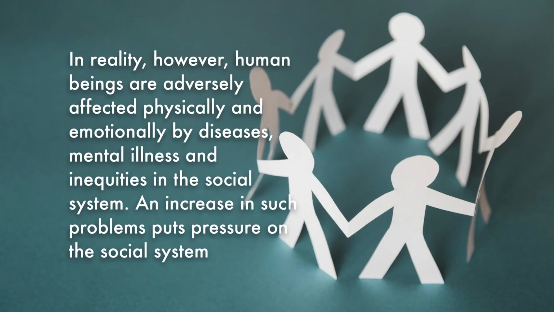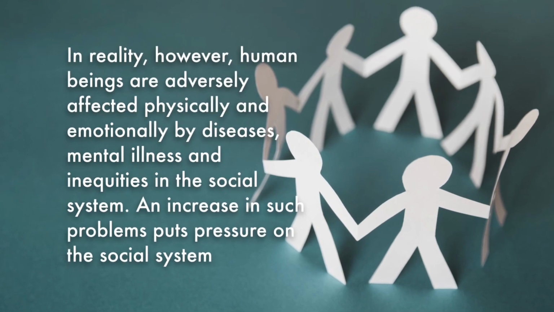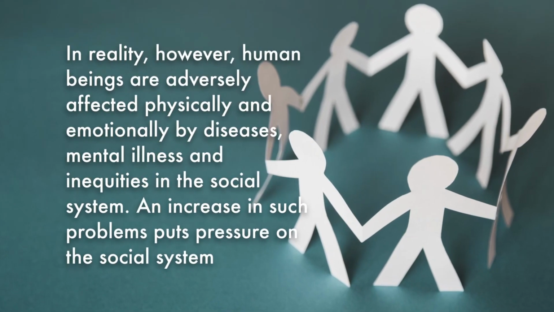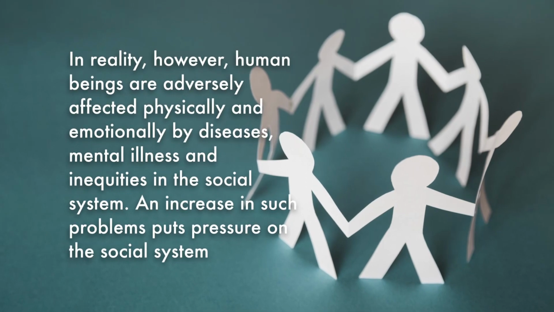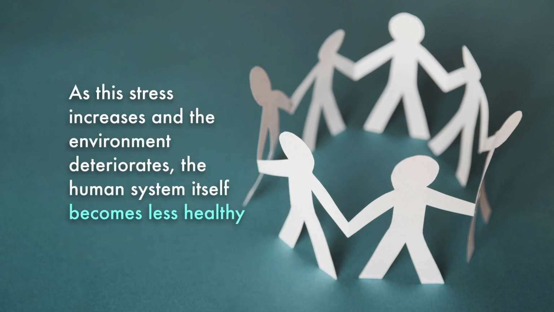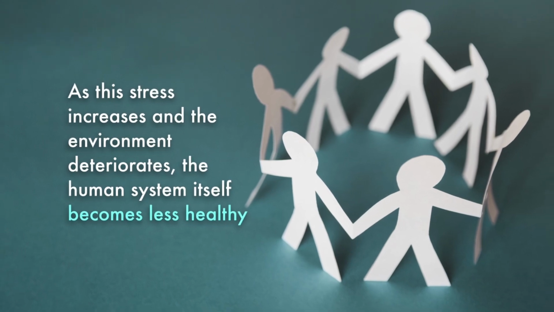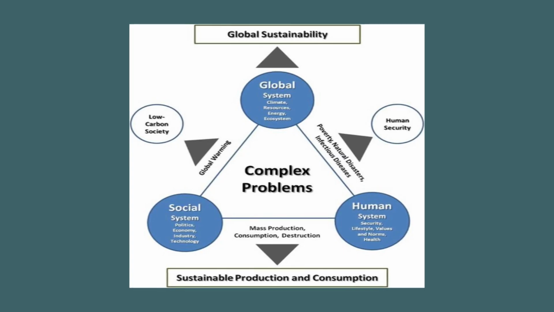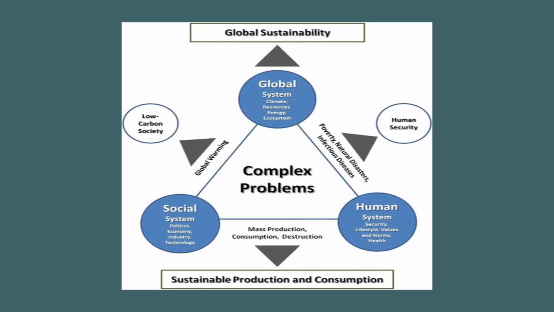In reality, we human beings are adversely affected physically and emotionally by diseases, mental illness, and inequities in the social system. An increase in such problems puts pressure on the social system. As the stress increases and the environment deteriorates, the human system itself becomes less healthy. So you will see how the global system, human system, and social system are interacting.